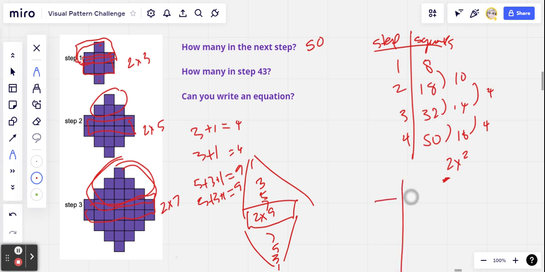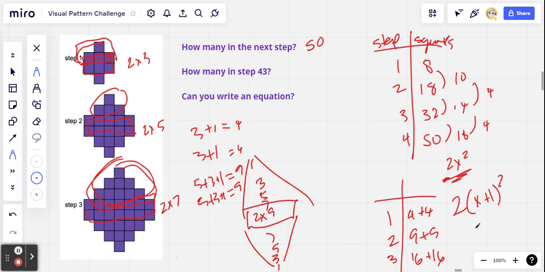So if we made a new chart with step 1, 8 is 4 and 4. And in step 2, 18 is 9 and 9. And in step 3, 32 is 16 plus 16. And you can see we've got perfect squares there, just 2 of them. However, 2x squared is not the equation because in step 1 we've got 8, and 1 squared is 1, times 2 is 2. These 4's are 2 squared, so it's actually the step number plus 1. So I can write this equation then as 2 times the step number plus 1 quantity squared.